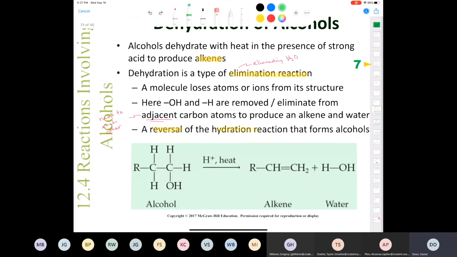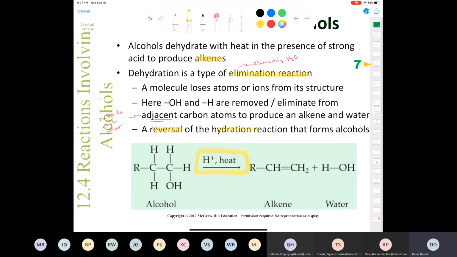What did you add besides acid? It wasn't just acid. It's acid and what? Heat. Okay? And what does heat cause? Heat causes H2O to evaporate and leave the molecule. So that's the key difference, is that you're adding heat.